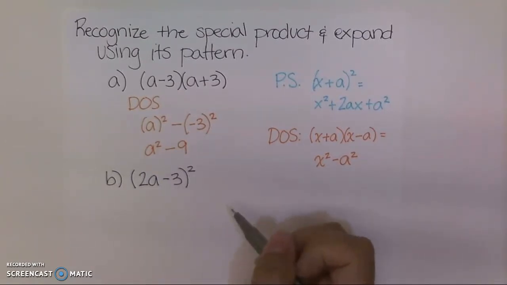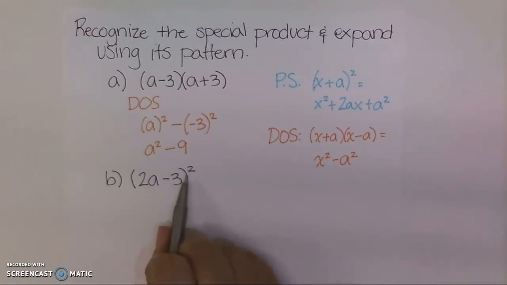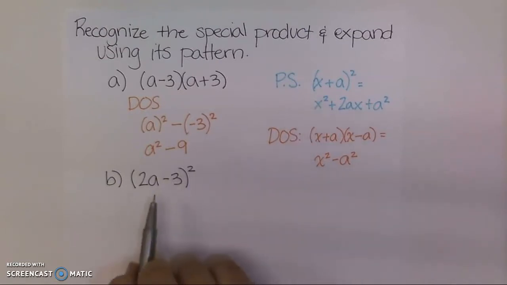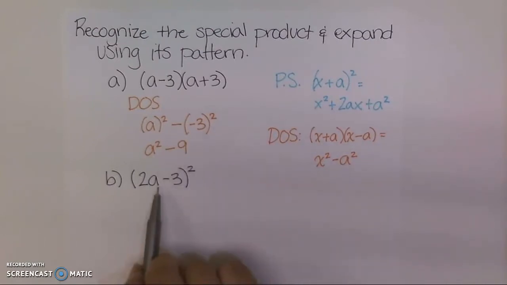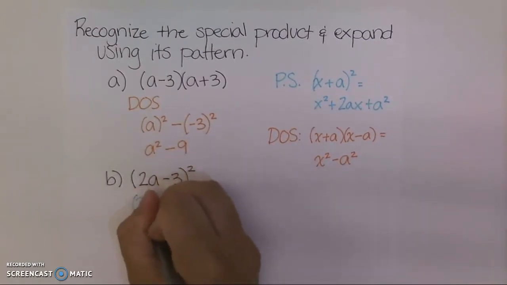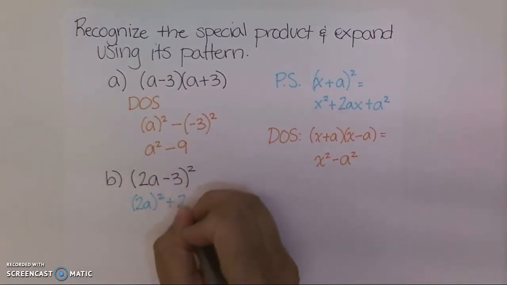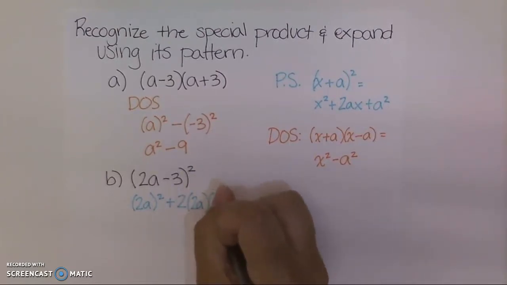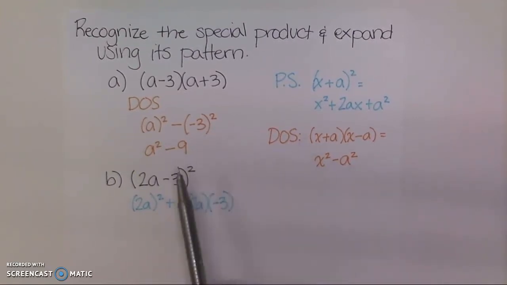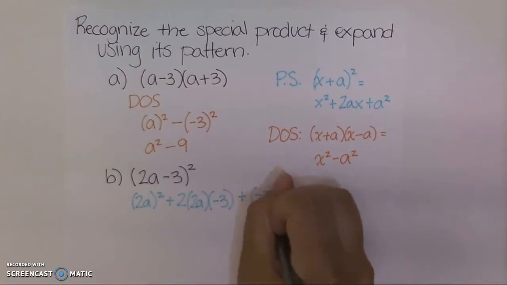The second example we have here is going to be a perfect square example. Why? Because it's the exact same binomial squared, just like this guy. So if you look here, x is the first term, so we're going to take that first term, 2a, and we're going to square it. And then it says plus 2ax, so 2 times 2a times negative 3, okay? Because remember, this is my x and that is like my a, right? And then plus a squared.